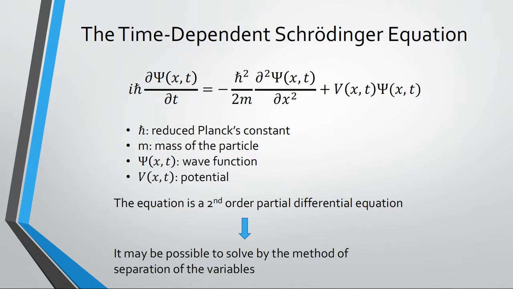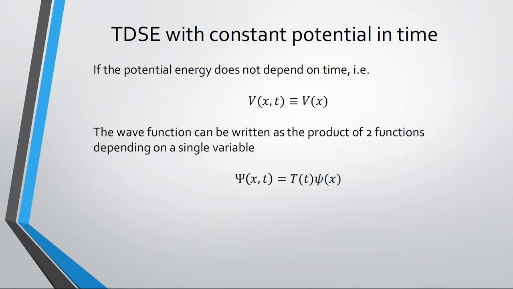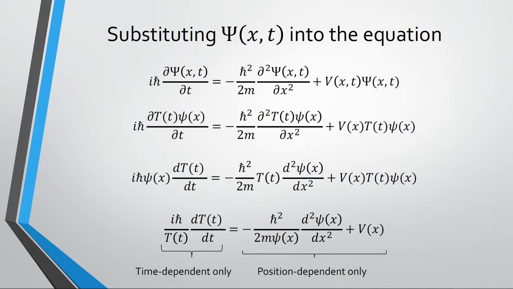of separation of variables. Now, if we consider the very special case when potential energy does not depend on time, and so V is merely a function of x position, then the wave function can be written as a product of two functions which depend only on a single variable, T dependent on time and psi dependent on position. Now, if we substitute the product of these two functions back in for our time-dependent wave function, we get this equation here. The important thing to notice here is the fact that psi is a function of purely position.